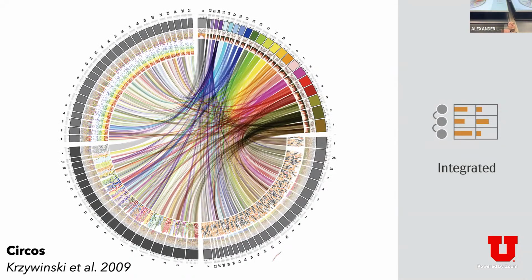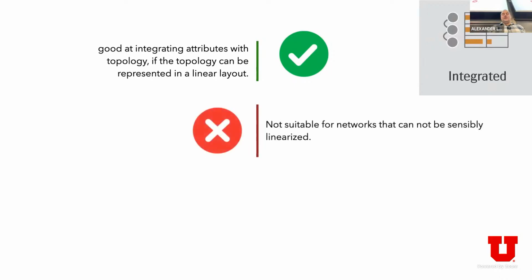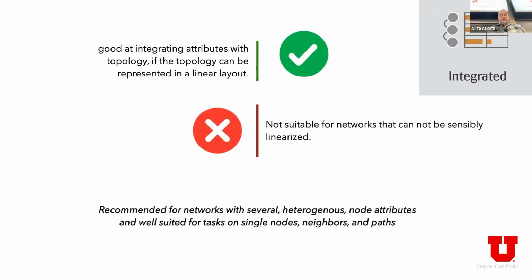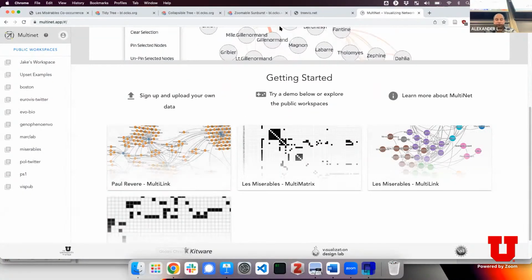Here, you see these circular layouts frequently also in genomics. These essentially show network structure, but they also have these attributes. And so our linear structure here is actually wrapped around the circle, but it's the same principle. A pro here is that this is good at integrating attributes with the topology if the topology can be represented in a linear layout. A con is that it doesn't really work for complicated networks that can't be sensibly linearized. And so this works for networks with several heterogeneous node attributes and is well suited for tasks on single nodes, neighbors, and paths.